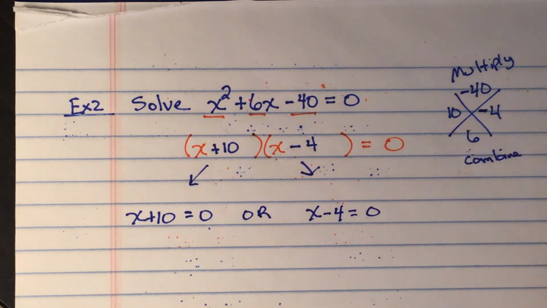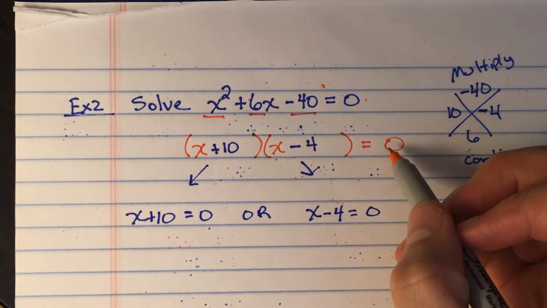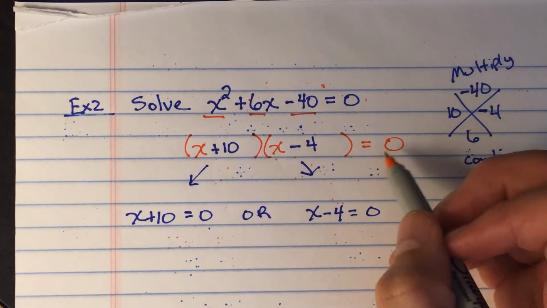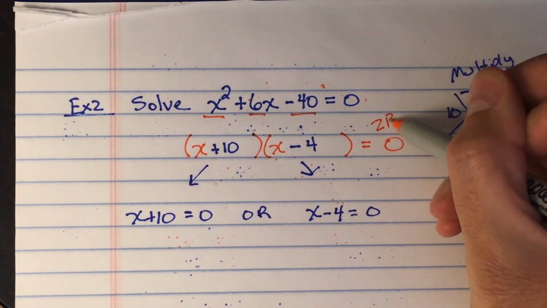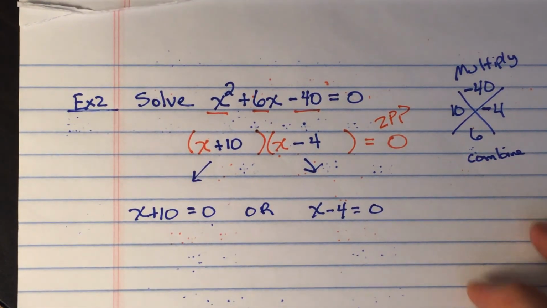And there is an important step that I'm just doing without really explaining that. This only works if it's equal to 0. We can't split it up if it was equal to 6 or equal to 8. It's got to be equal to 0, and that's what the zero product property says. Just because of the length of the videos, we may or may not be able to talk about it. I hope I can at the very end.